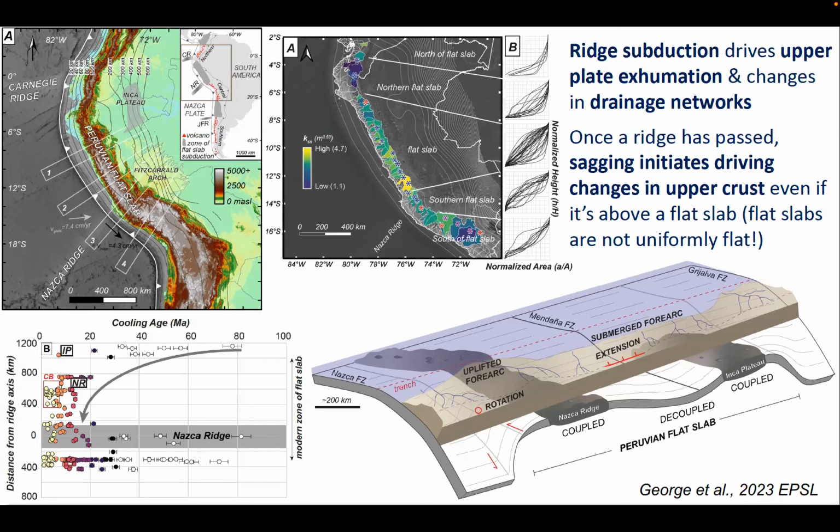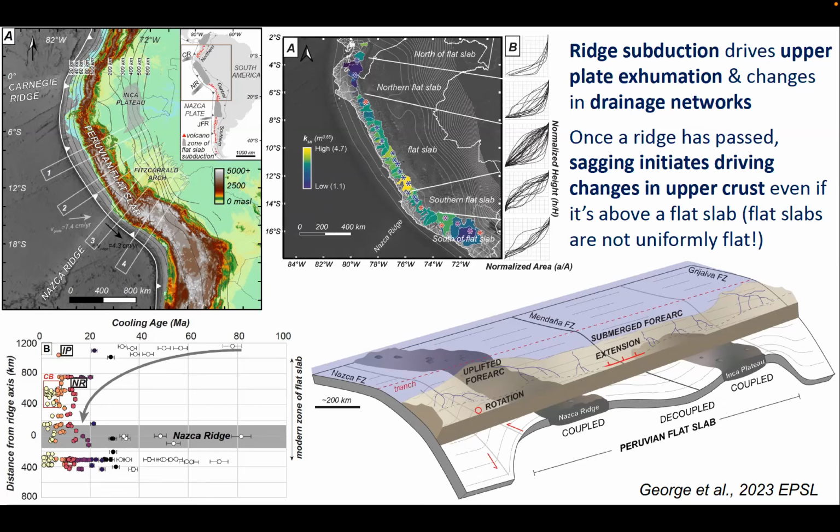I'm interested in the role of the morphology of the seafloor when it subducts on the overriding plate. To address this, we went to the Peruvian flat slab, which is the largest active flat slab on Earth, and it corresponds with 2 subducting aseismic ridges, the Nazca Ridge and the fully subducted Inca Plateau.